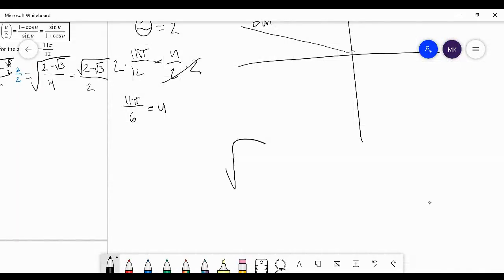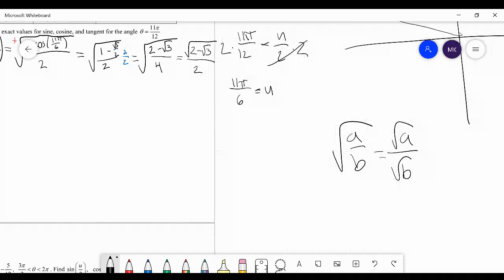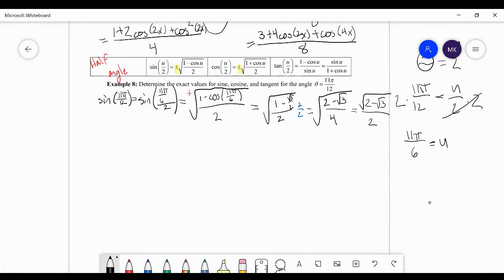Just a refresher: the square root of a over b. If I have the square root of a fraction, or a quotient, that's the same as the quotient of the square roots. So by doing that here, we can take the square root of 2 minus root 3 over 4, taking the square root of the numerator separately from the square root of the denominator. Since 4 is a perfect square, we get 2. This step is not necessary, so I'm going to circle it. If you do it, that's great. If you don't, that's fine. It really doesn't matter, whatever makes the most sense.